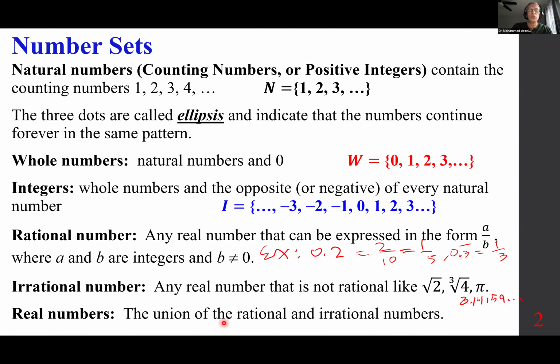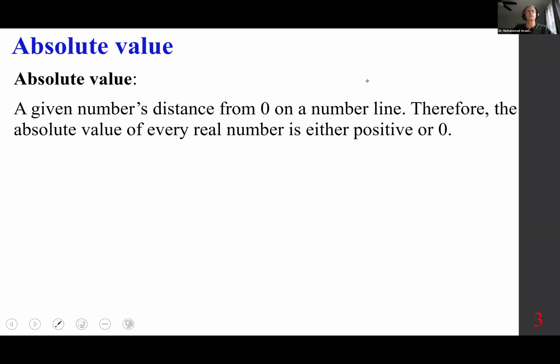Real numbers, the union of the rational and irrational numbers are real numbers. So basically, all of these numbers are also considered real numbers. Absolute value. A given number's distance from 0 on a number line. Therefore, the absolute value of every real number is either positive or 0.